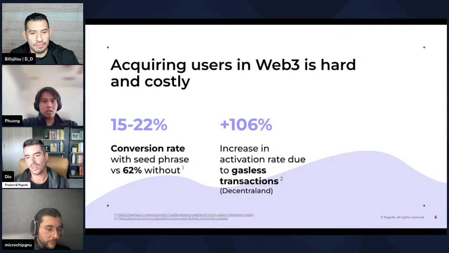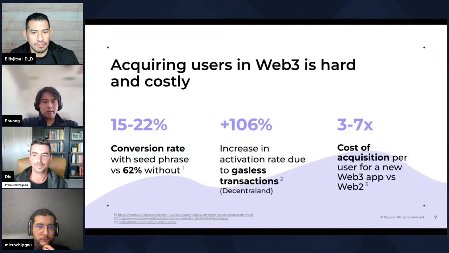Then the fact that they have to pay for gas also has implications. This was also a study run by Decentraland, where they subsidized transactions for a portion of the users, and the other ones had to pay for gas. And they saw a big increase of 106% in activation rate, just because they were subsidizing gas for transactions. It was probably not a big cost for them, and it contributed to a much higher activation rate of users.